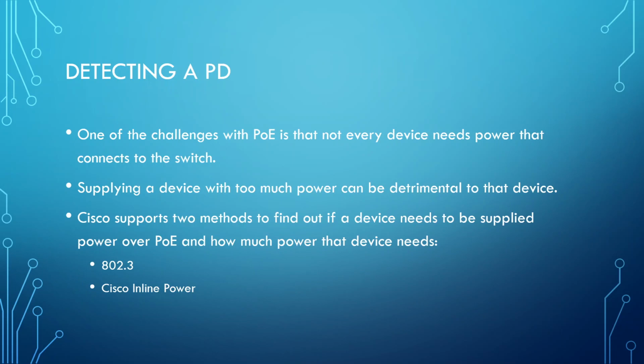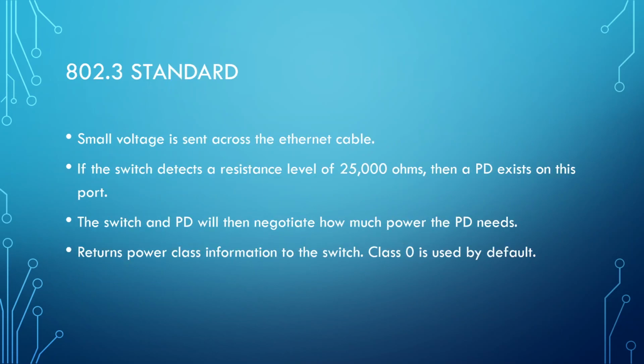So obviously the switch has to be clever enough to understand which devices need Power over Ethernet and which devices don't. And so there are two methods. The first method is defined by the IEEE, and you will see it used on HP switches, Cisco switches, Juniper switches, so all vendors. And then there's a method defined by Cisco, which you'll only see between Cisco devices on Cisco switches. The first method is the IEEE standard, the 802.3 standard.